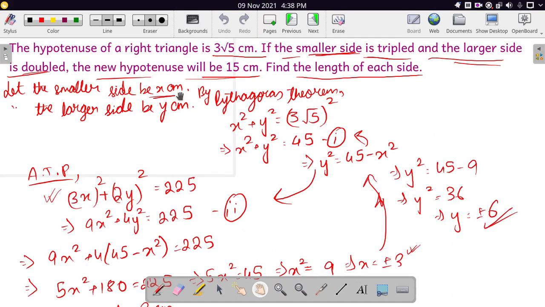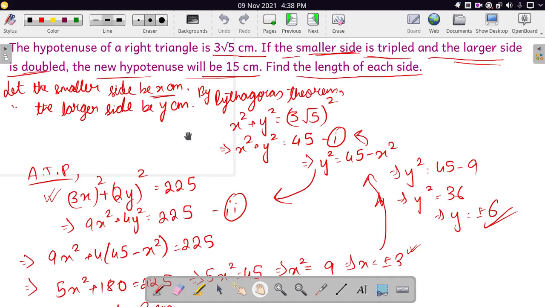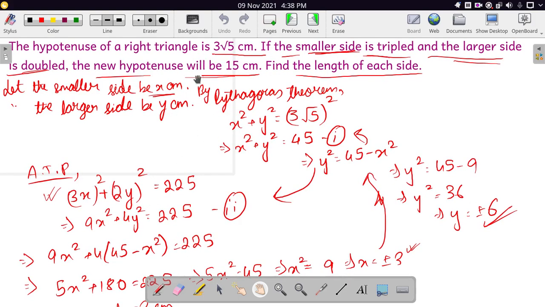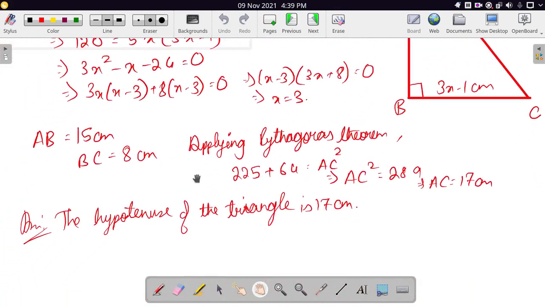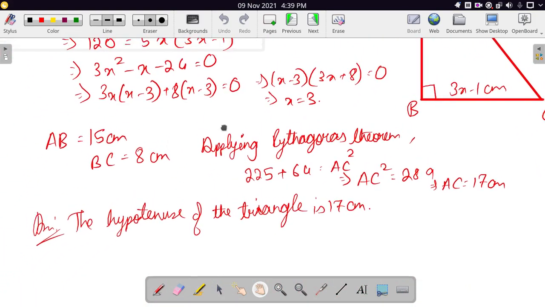Then came the next sum, which is basically the application of quadratic equations in mensuration. Same thing, we just applied the Pythagoras theorem twice and solved two simultaneous equations that had two variables. The next question was again a mensuration sum. Here we drew the diagram, then we applied the area formula, and then we applied the Pythagoras theorem to get the length of the hypotenuse.